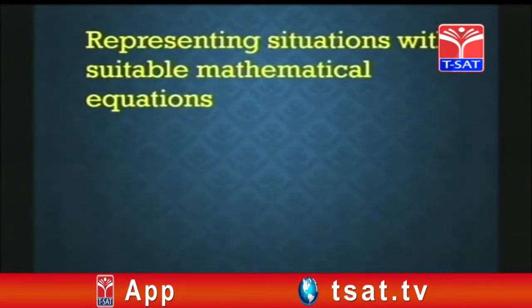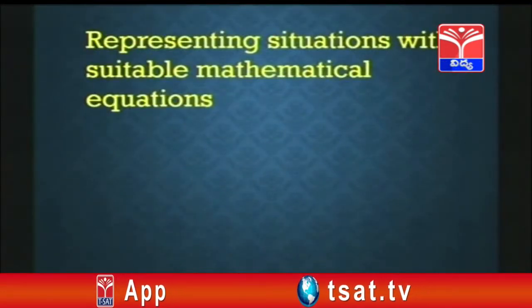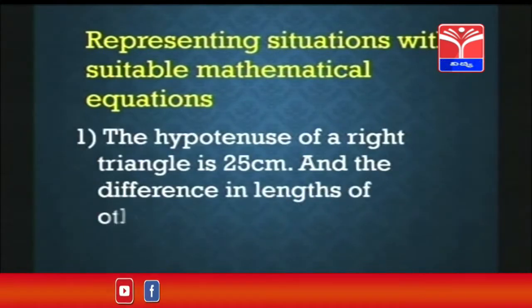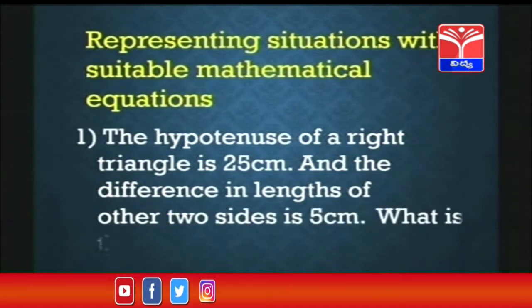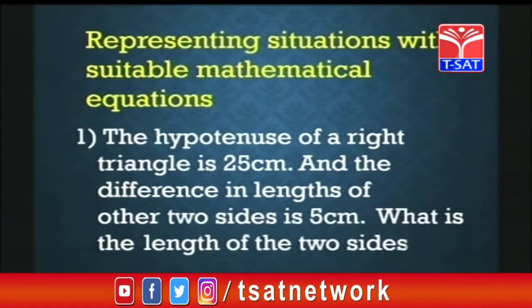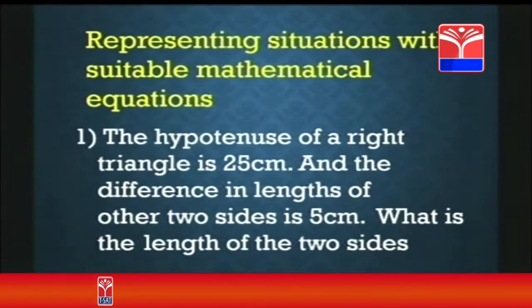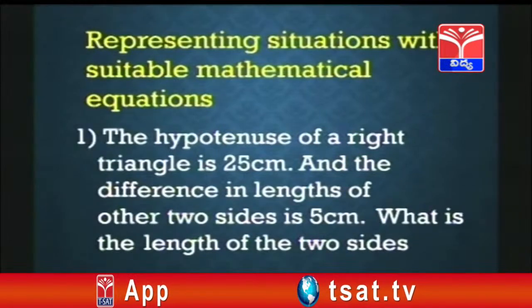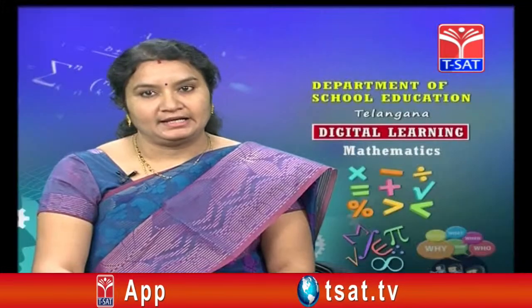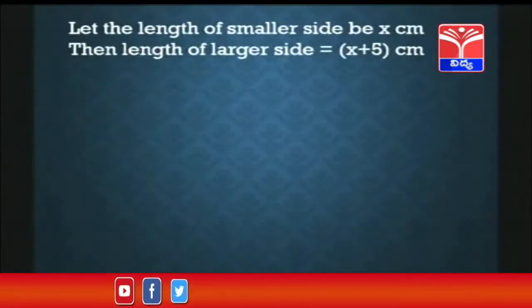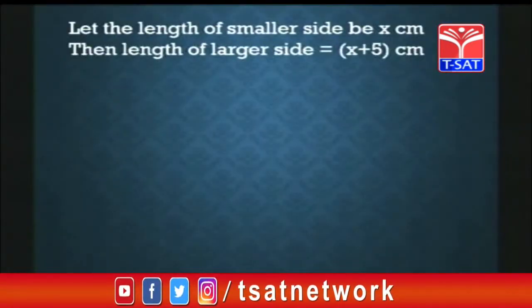Now, let's learn how to represent situations with suitable mathematical equations. The hypotenuse of a right triangle is 25 centimeters and the difference in lengths of other two sides is 5 centimeters. What is the length of the two sides? Now, what is given to us? A right angle triangle. So, what are we presuming? Let the length of smaller side be x centimeters. So, the length of the larger side would be x + 5 centimeters.